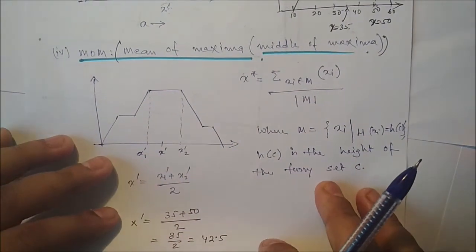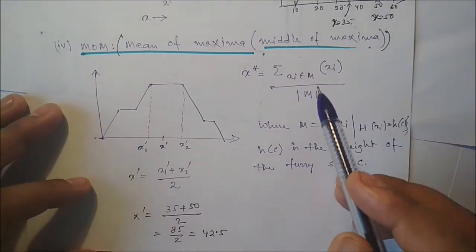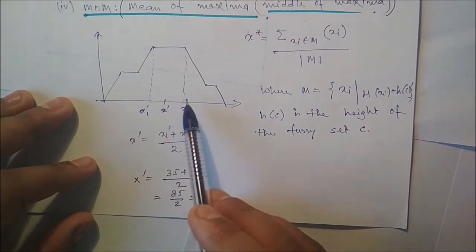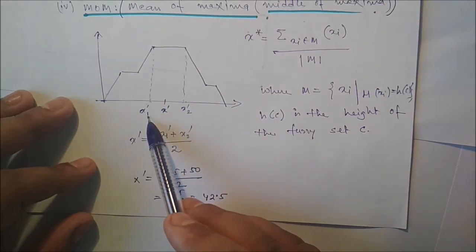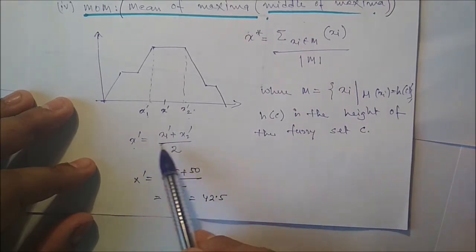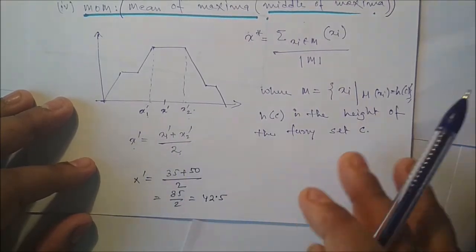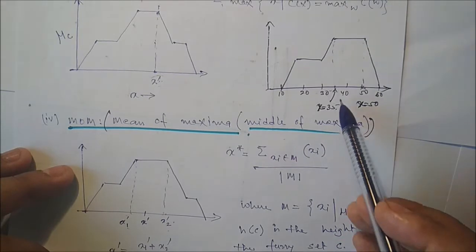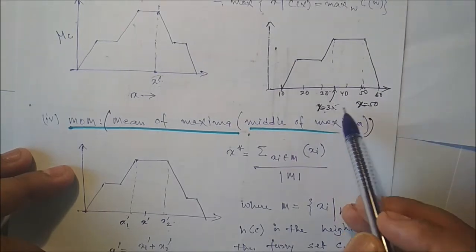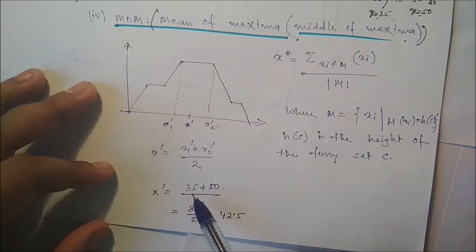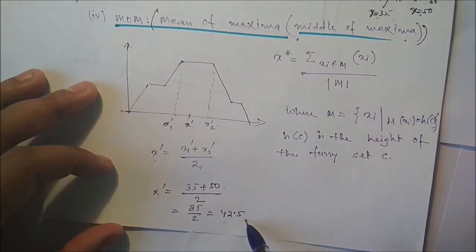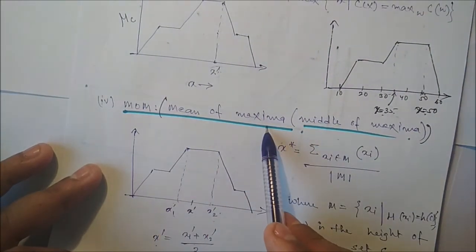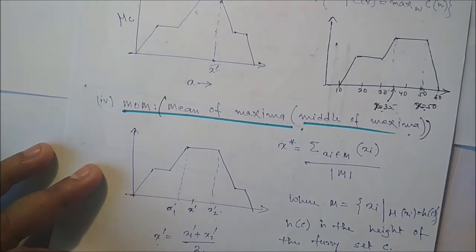Now next is MOM, that is mean of maximum or middle of maximum. In that case, we just take the average of the first of maxima and the last of maxima. So x1 dash is the first of maxima, x2 dash is the last of maxima. So x dash will be x1 dash plus x2 dash divided by 2. In this fuzzy output, x1 dash is 35 and x2 dash is 50. So x dash is the average of that, 42.5. So 42.5 is the crisp value if we use the mean of maxima method.